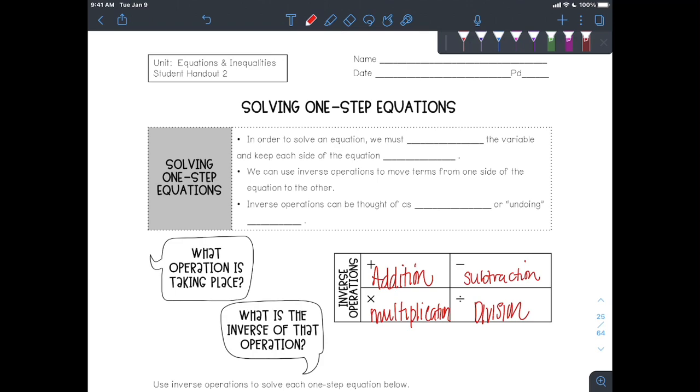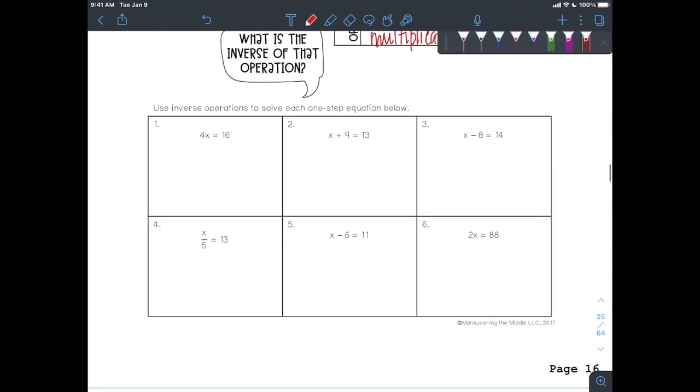So in order to solve an equation, we must isolate the variable and keep each side of the equation balanced. We can use inverse operations to move terms from one side of the equation to the other. Inverse operations can be thought of as opposites or undoing operations. So all that sounds fine and dandy, but in real life, what they're telling us to do is we just do the opposite of something in order to move it away or get rid of it. So let's take a look at a couple of examples.